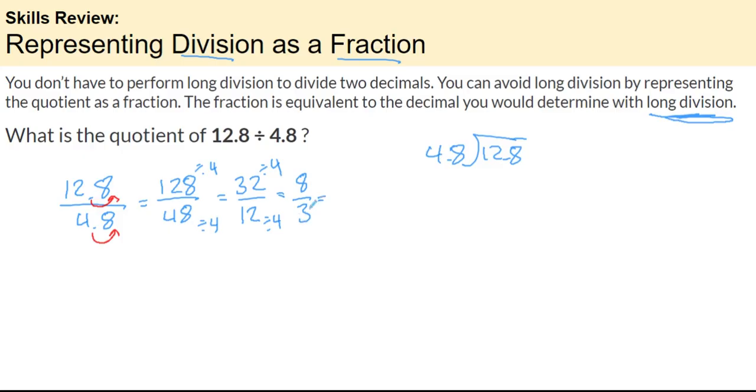Okay, then we've got to change that to 2 2/3. Okay, so again, you can divide not necessarily using long division, right? You can make it a fraction and then simplify. All right, so maybe these skills will come in handy.